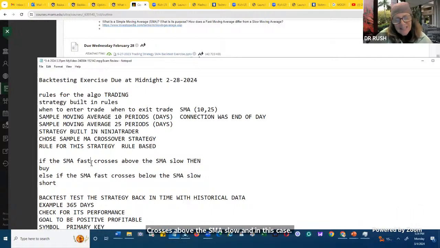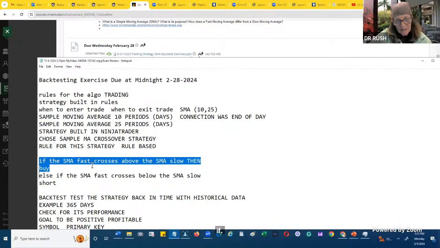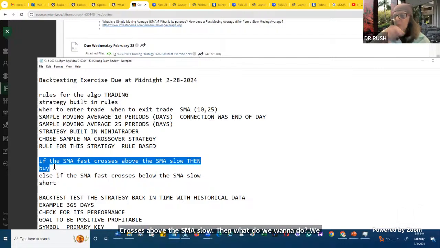The rule doesn't tell the periods because, guess what, Samuel? Later on, we can change these periods. Do you understand that, Samuel? So in this case, we want to say if the SMA fast crosses above the SMA slow, then what do we want to do? Not what we want to do. What do we want the computer to do? We want the computer to buy, enter the trade.